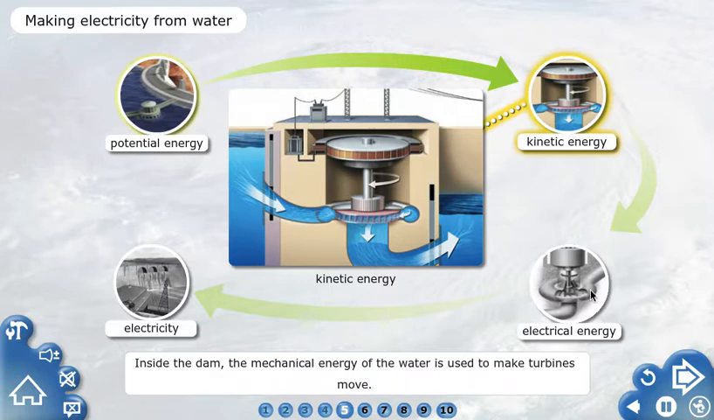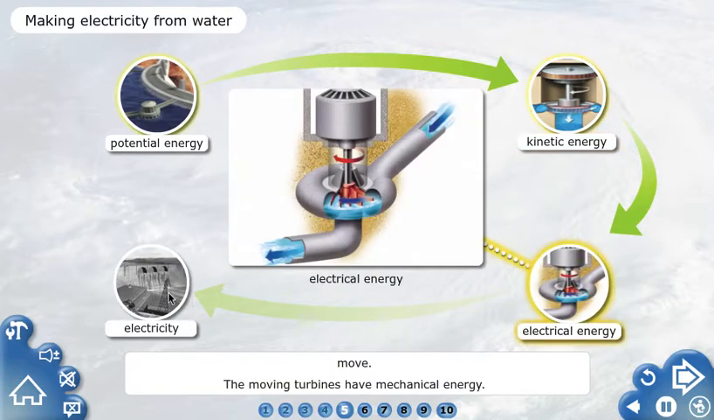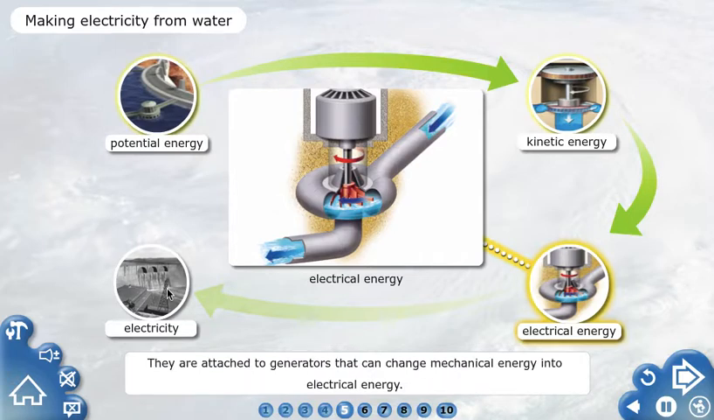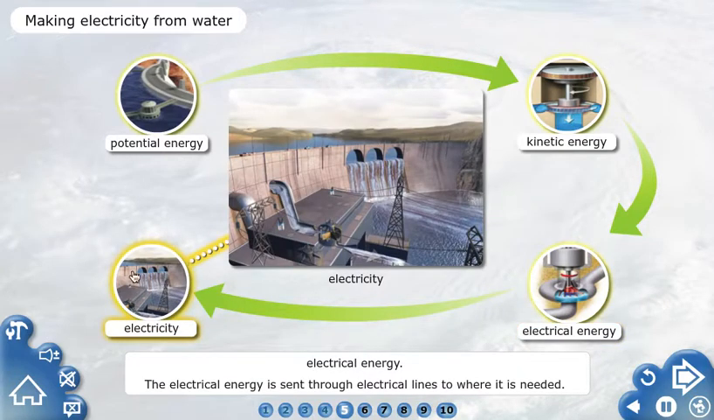Inside the dam, the mechanical energy of the water is used to make turbines move. The moving turbines have mechanical energy. They are attached to generators that can change mechanical energy into electrical energy. The electrical energy is sent through electrical lines to where it is needed.